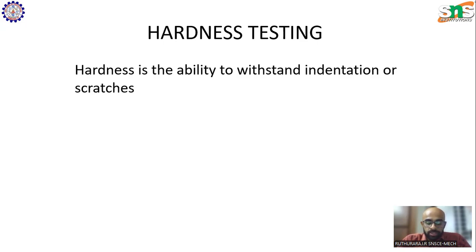Hardness is the ability to withstand indentation or scratches. It's an inherent property which enables the material to withstand scratches, predominantly scratches. Diamond is the hardest material. If you compare steel and cast iron, cast iron is harder than steel, but it does not mean that cast iron has more strength than steel. We would normally confuse between hardness and strength. That's why I'm saying these examples, because a hard material doesn't mean that it is a high strength material.